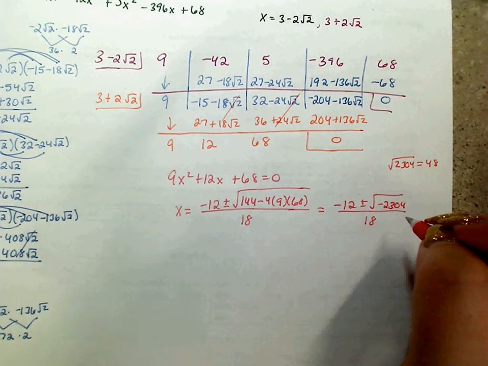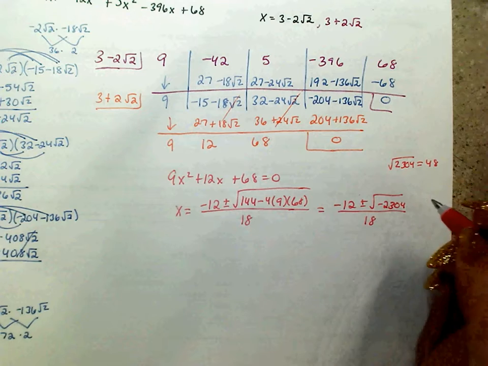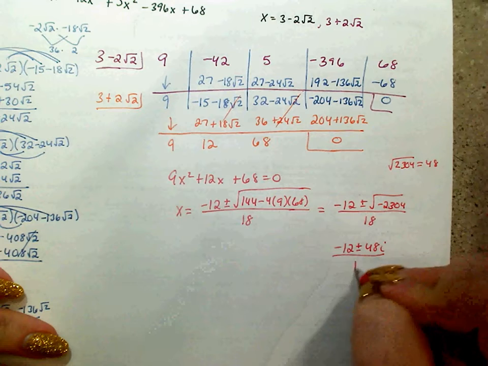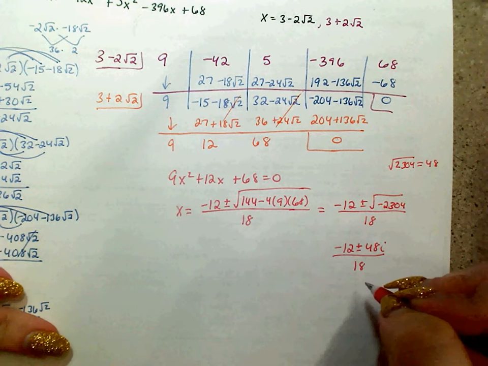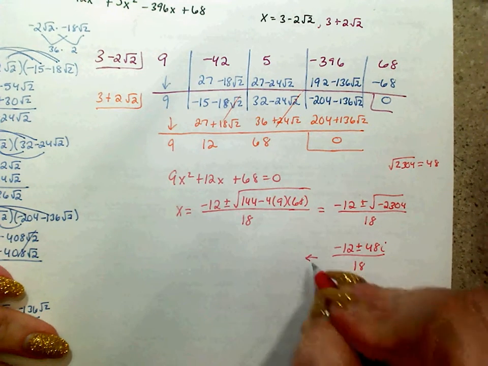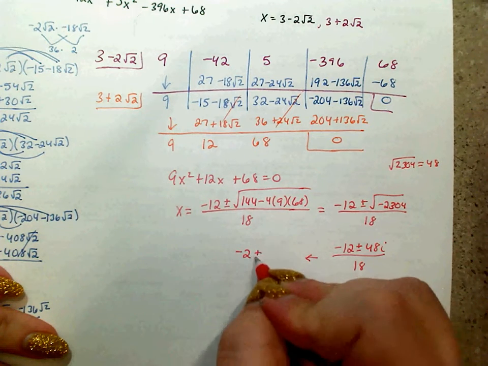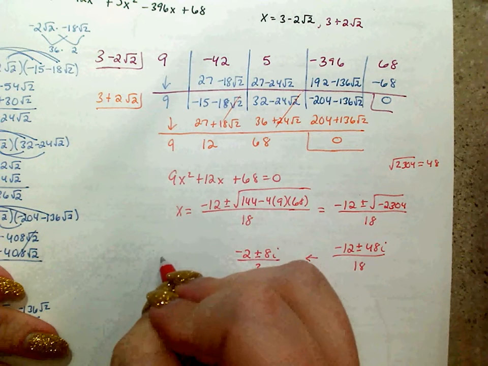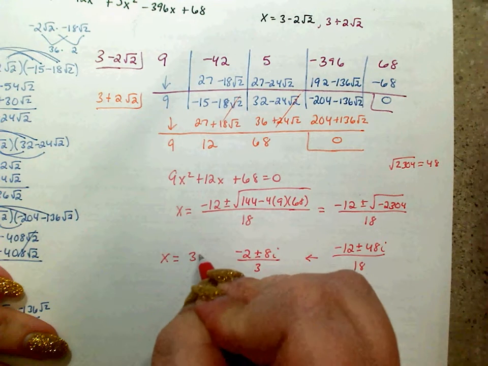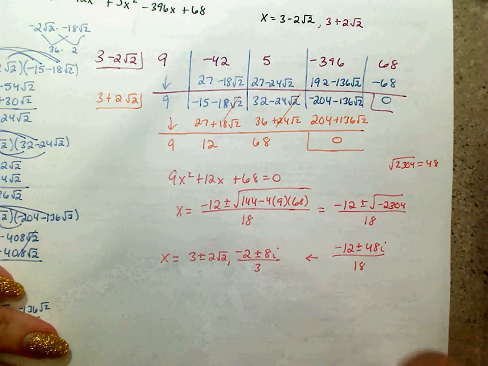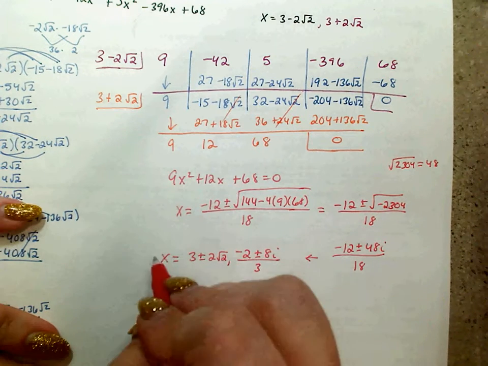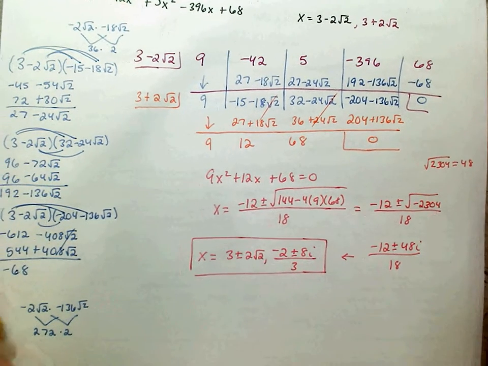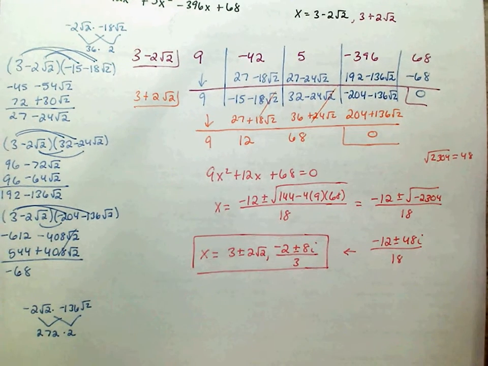Okay, so this is negative 12 plus and minus 48i over 18, and 12, 18, and 48 all divided by 6. So my final answer for this is negative 2 plus and minus 8i all over 3. My final answer for the problem is my roots are 3 plus and minus 2 root 2, and negative 2 plus or minus 8i all over 3. So that is one way to work this problem with all that multiplication, which is kind of satisfactory whenever you work it all the way out.